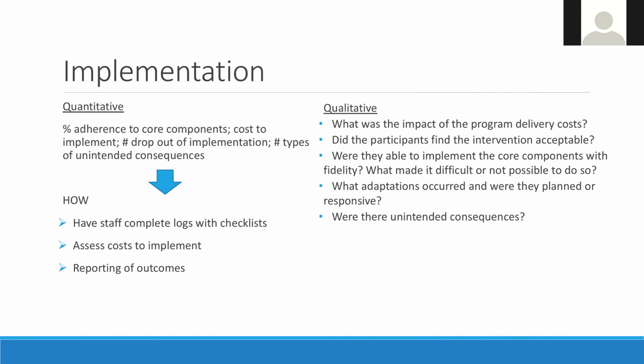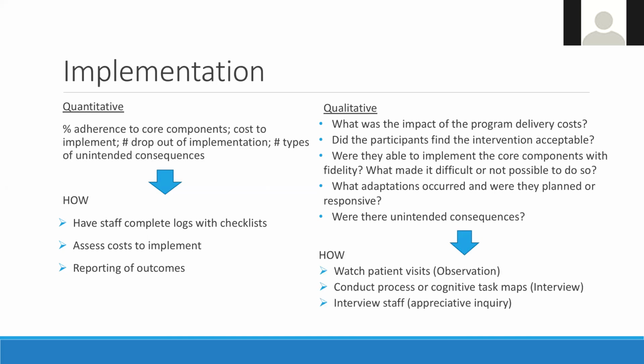Maybe they were referring, but then they don't read the notes that come back and they don't discuss things with patients. Were they able to implement the core components with fidelity? What made it difficult or not possible to do so? What adaptations occurred, and were they planned or responsive? So did they intentionally change something in the process, or was it because they had to in response to something not going well? And again, what were the unintended consequences? So again, lots of ideas. You can see the theme here of interviews and observations, but there's lots of different kinds of ways that you can gather this data.